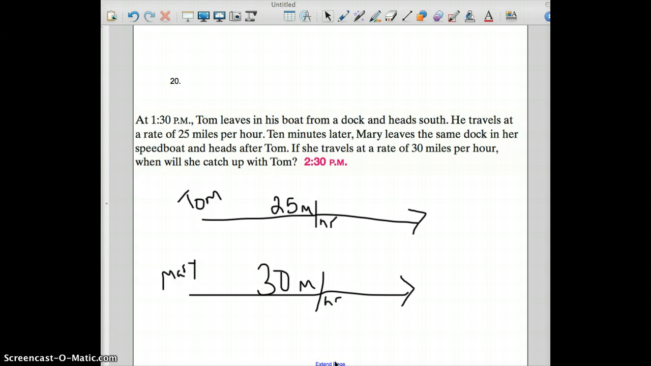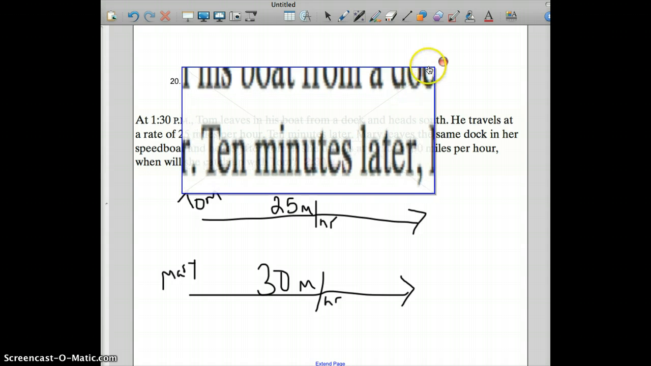We are looking at two boats traveling in the same direction. So we have Tom and Mary. Tom is traveling at 25 miles per hour, and Mary leaves after him and is traveling at 30 miles per hour. Again, the consistency with units is really important. We are told that Mary leaves the dock after Tom by 10 minutes. 10 minutes here is the important key component.